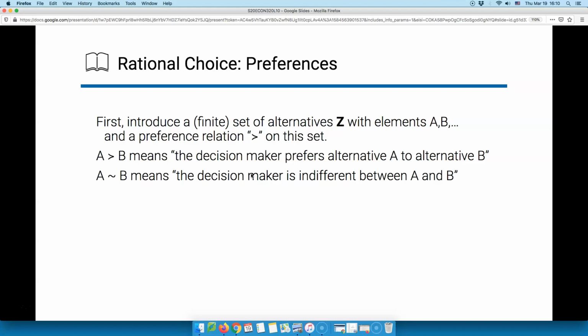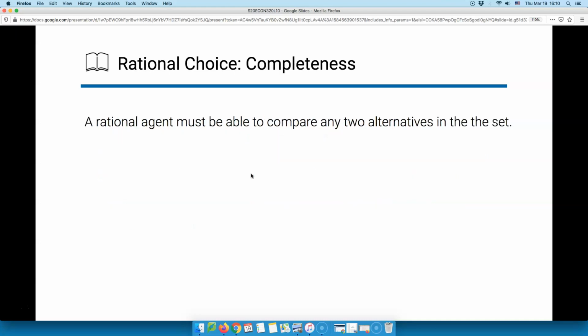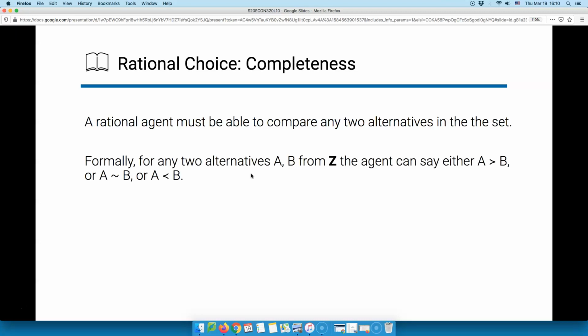We want to summarize the agent's preferences, with the starting point being the pairwise comparisons between different alternatives in the set of alternatives. We will call preferences complete if the rational agent that we're looking at is able to compare any two alternatives in the set. So formally speaking, for any two alternatives, either the agent likes A better than B, or is indifferent between the two, or prefers B to A.